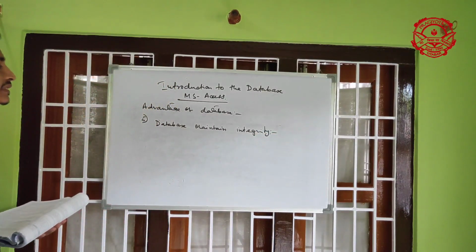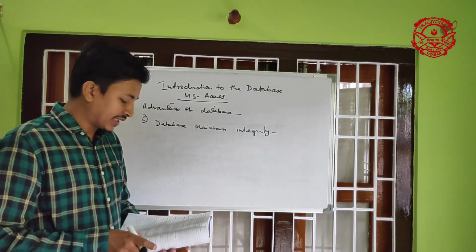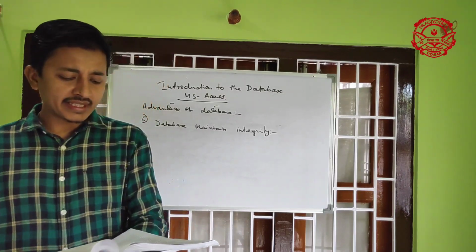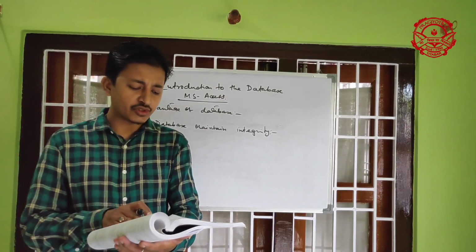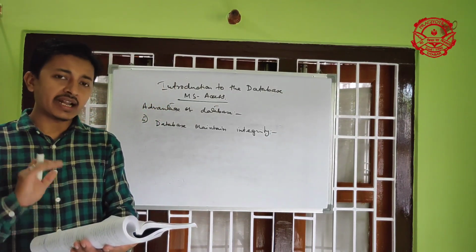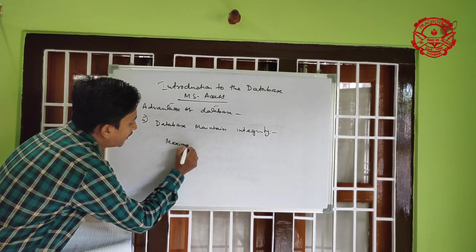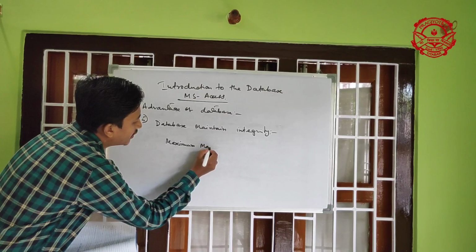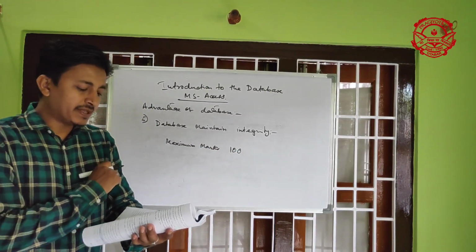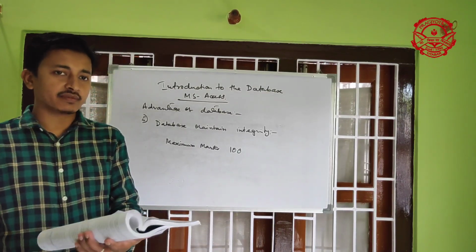Integrity means they maintain honesty. For example, think of a database that contains information on the marks scored by a set of students in an examination. The maximum marks are 100. Now see, this means that the marks scored by students cannot exceed 100.